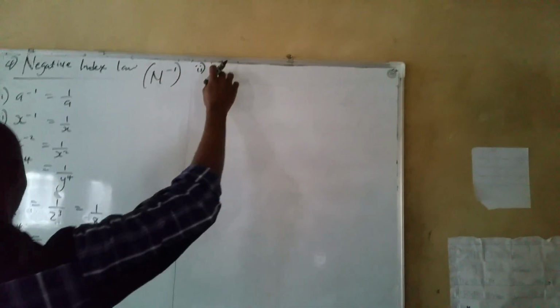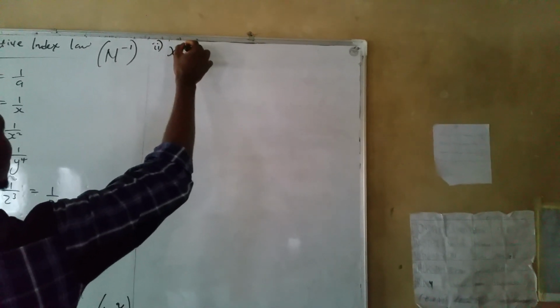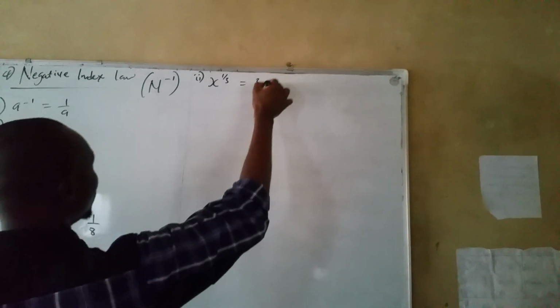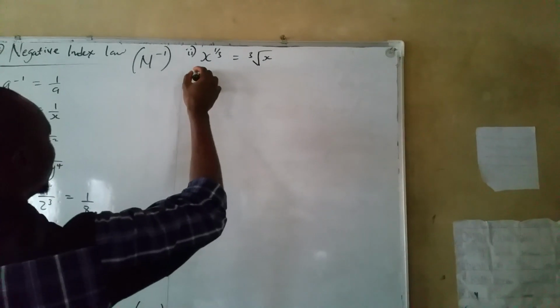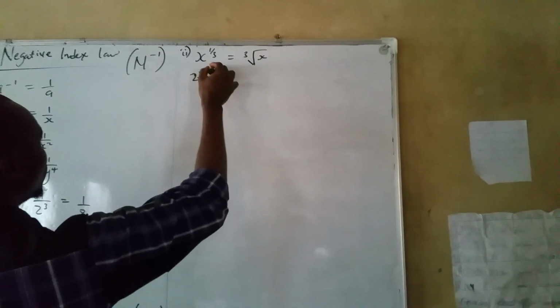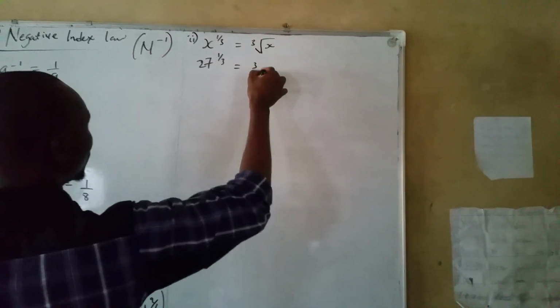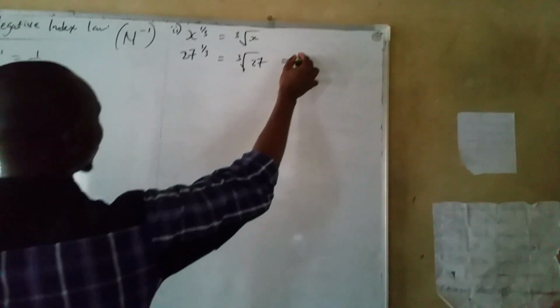Let's move over to cube root. If you have x raised to power 1 over 3, this means what? Cube root of what? X. Now, if you have 27 raised to power 1 over 3, of course you know this is the cube root of 27, and this will give us 3, right?